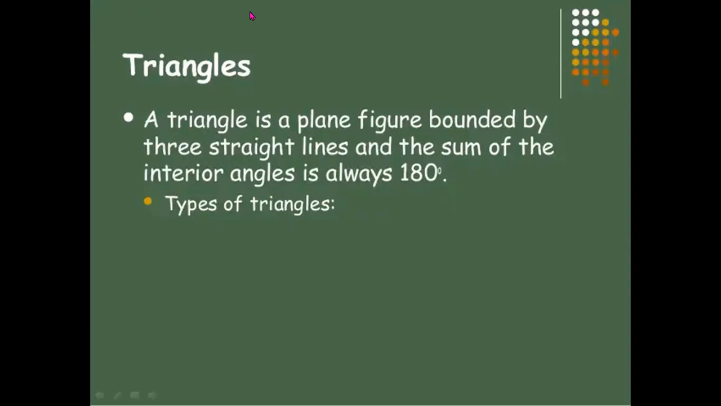Now, what are the types of triangle? Baikao, can you name one type of triangle? Can you remember? Right triangle. This is according to angle. And we have also obtuse. And what is the other one?